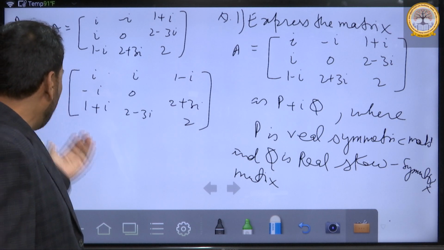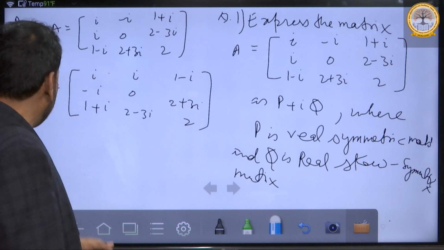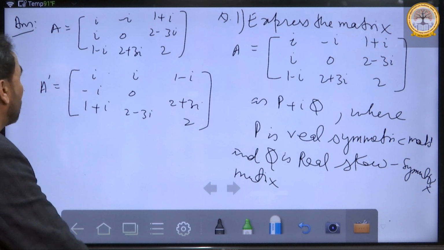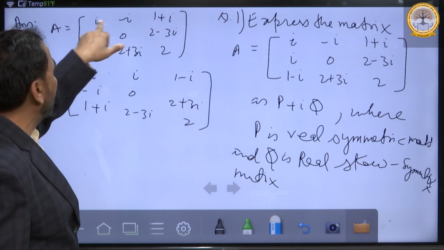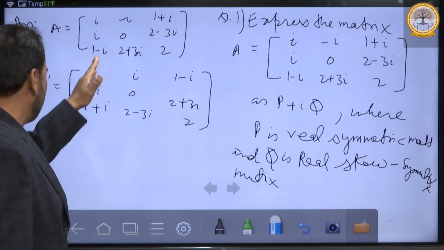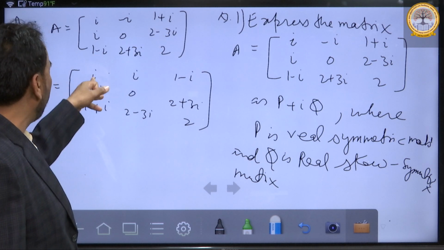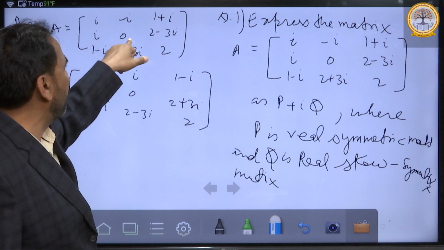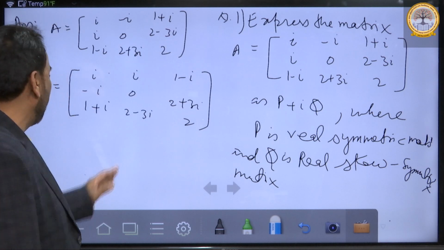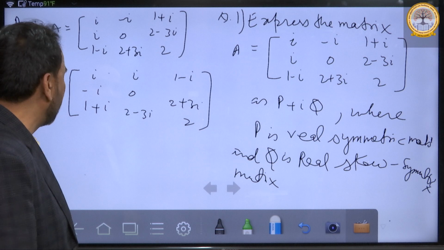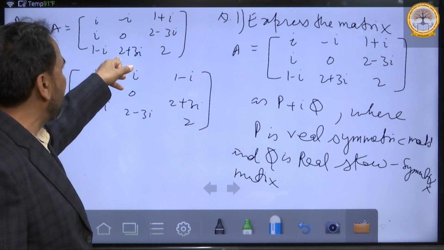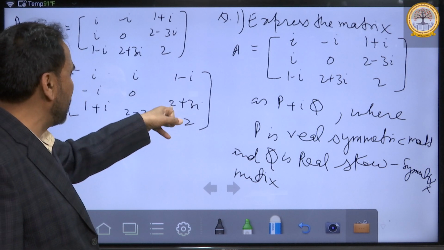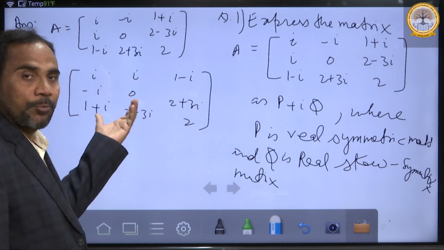Now we will use this matrix A. We will find A dash. A dash means transpose of the matrix A. Transpose of the matrix A means the first row of A we write as the first column, the second row as the second column, and the third row as the third column. So this is the transpose of the matrix.